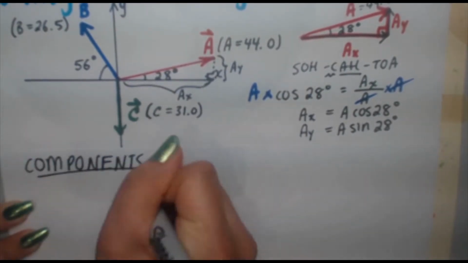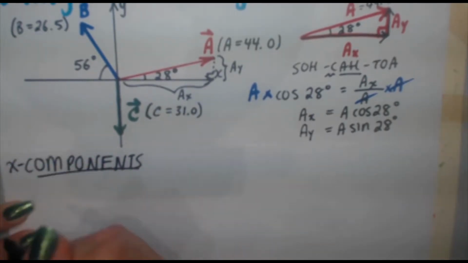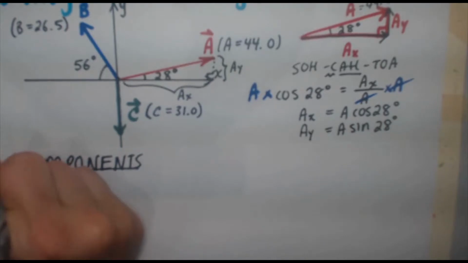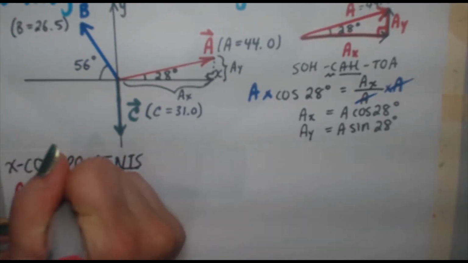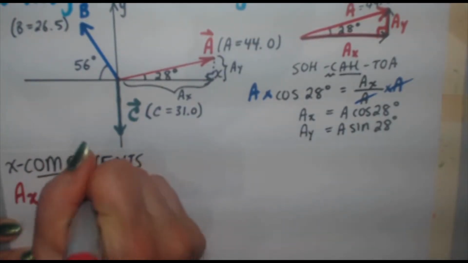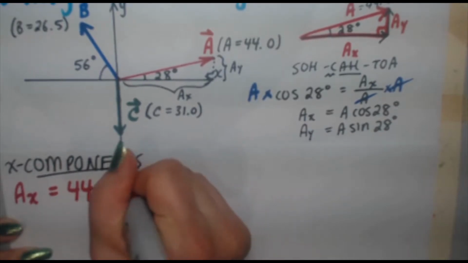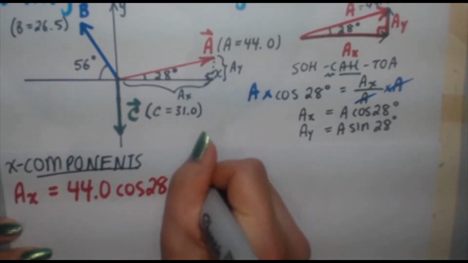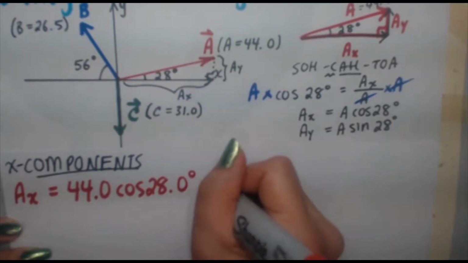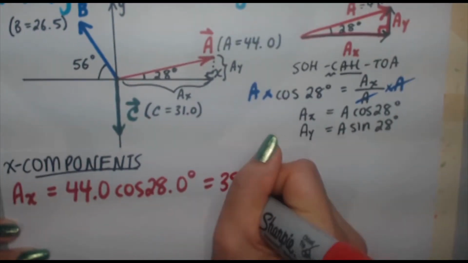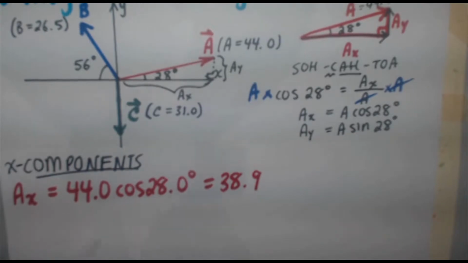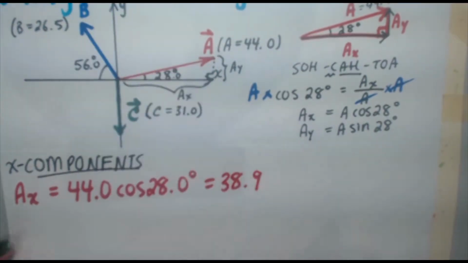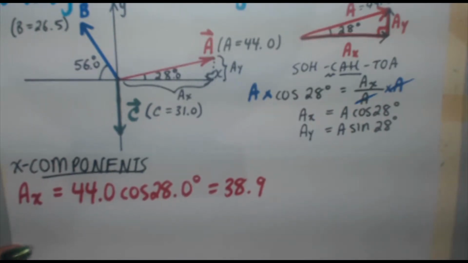And I'm going to do the X components first. So let's do X. Okay, so the X component for A, so AX is equal to the hypotenuse, which is 44.0, times the cosine of that angle, which is 28.0 degrees. Okay. And when you calculate that out, you're going to get 38.9. Okay, so there should actually be a 0.0 there and a 0.0 there, so we have a bit more information.